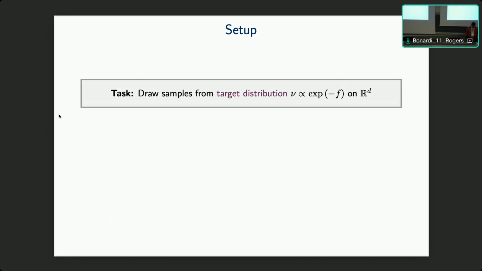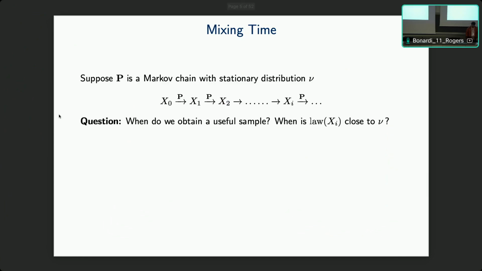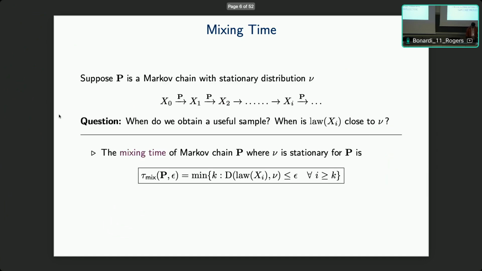Consider the task of drawing samples from a target distribution nu. It is a very fundamental question arising in many fields, for example in Bayesian inference where you want to sample from the posterior distribution. A common approach is to construct a Markov chain with nu as the stationary distribution and then draw samples after some initial burn-in time. Suppose you have such a Markov chain P, the question is when do we obtain a useful sample? The mixing time of the Markov chain tells us exactly that. In particular, it tells us when the law of the last iterate is close to the stationary distribution, so it tells us how many samples to discard before we obtain a useful iterate.